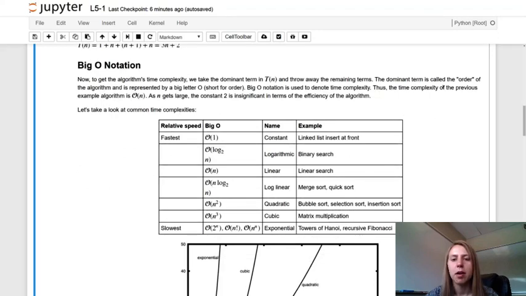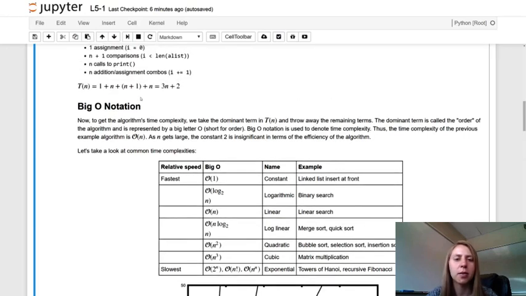So the dominant term of a growth rate function T of n is called the order of the algorithm, and it is represented in big O notation by a big letter O, which is short for order. So big O notation is used to denote time complexity, and for this problem, the dominant term in T of n is n. It's linear. So as n gets large, the constant 2 is insignificant in terms of the efficiency of the algorithm, and the 3 is a negligible scaling factor.